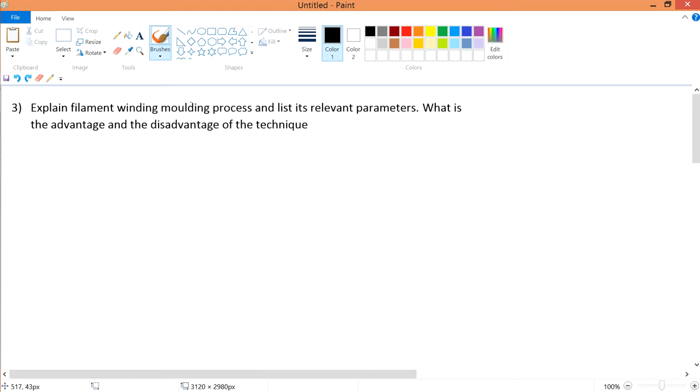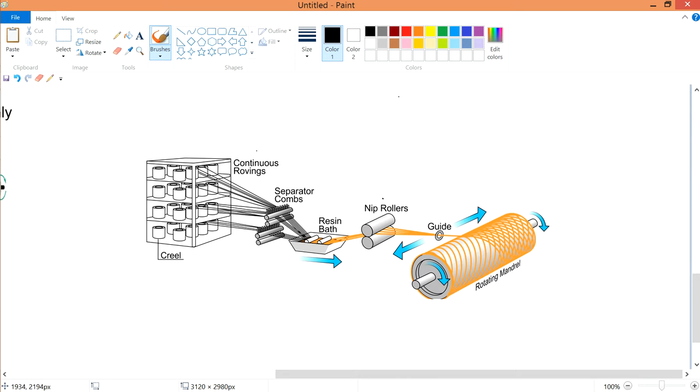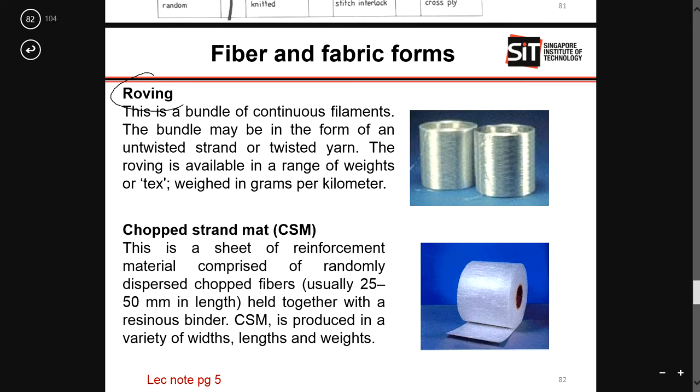So what exactly is filament winding, and what are the relevant parameters of it? I'm going to explain in words so we can understand what it is all about. You don't need to know about this creel, but you need to know what continuous rovings are. Rovings are just this type of circular thing that is wound with threads, just like this one, roving.